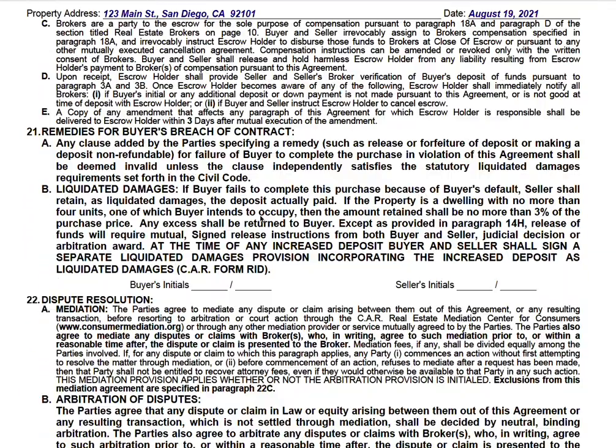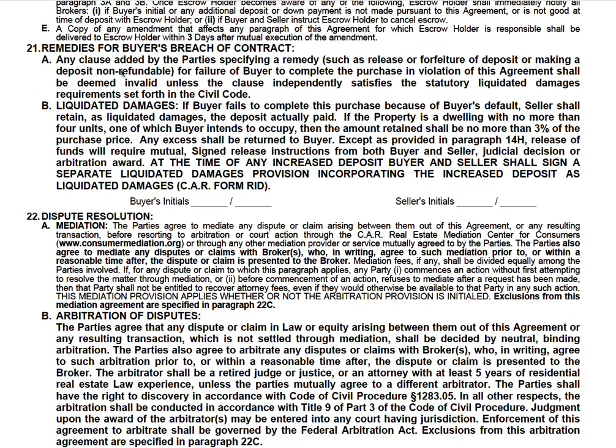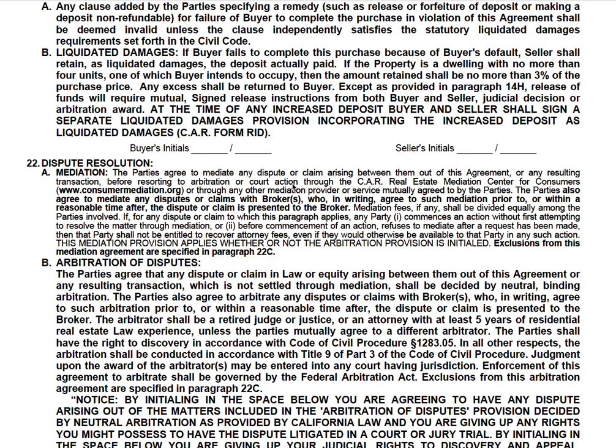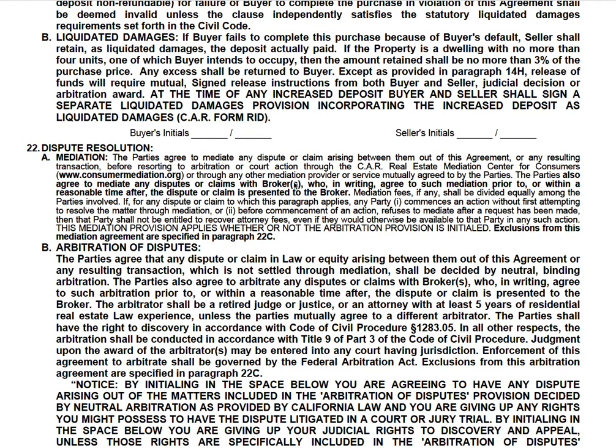Going through here, standard. All right, so you can initial here for liquidated damages, which basically says that if you breach after all the contingency periods have passed and have been removed, and the buyer breaches, the earnest money deposit is at risk of being taken by the seller for damages, basically for the buyer breaching.